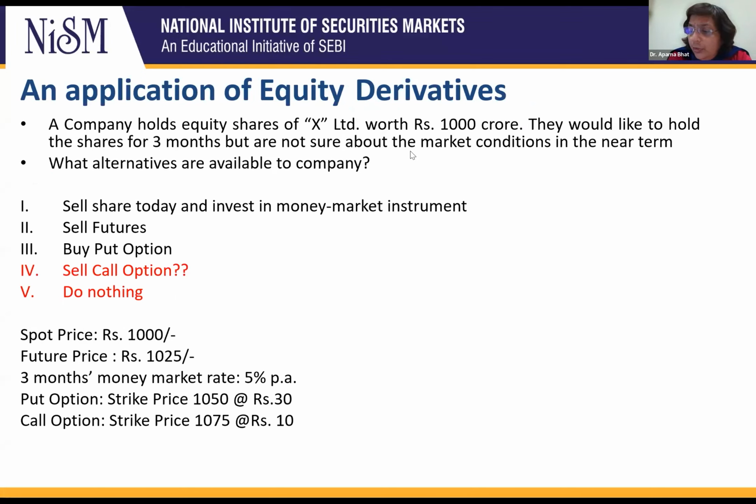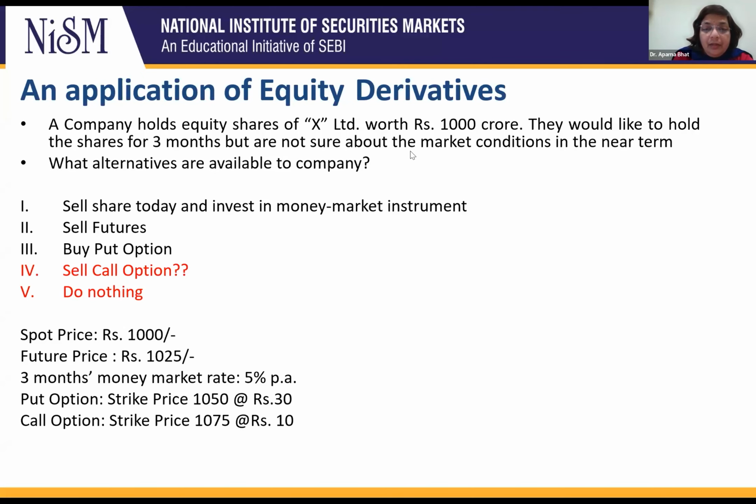So before concluding my discussion, I'll just show an application. This is just an example of how derivatives can be used. Let's say this company is holding stocks worth 1,000 crore, but they are not sure of how the market conditions will be in the near term. So what are the alternatives available to this company? One, it can sell the stock today itself and invest the sale proceeds in some money market instrument, or it could sell futures on the stock to hedge its risk, or it could buy a put option to hedge its risk, or it could sell a call option, or obviously the fifth alternative is not to do anything.